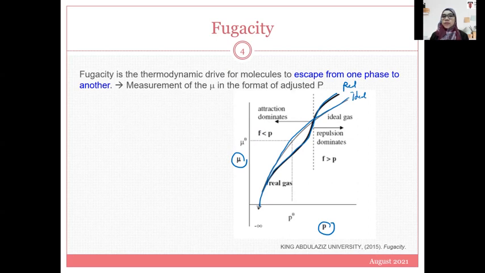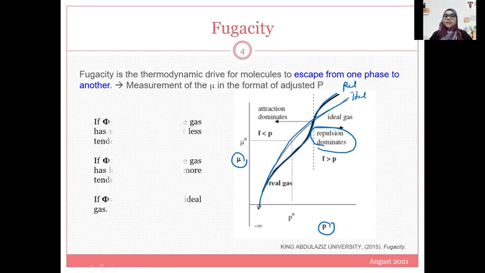If the fugacity is lower than the given pressure, that means attraction is dominant, and the molecules tend to escape from one phase to another. If it is higher than the pressure, that means repulsion is dominant.